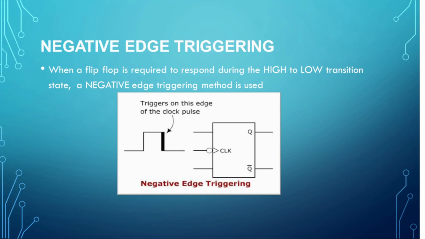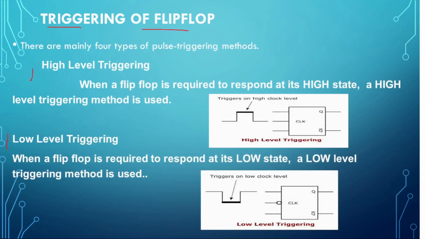So these 4 will be the triggering in flip flop, and it will be asked either in Part B as an 8-mark question or as a 2-mark question. In the 2-mark question they will ask what are the types of triggering, or they will ask you to explain any one of the triggering. They may ask what is meant by high level triggering in flip flop, or what is meant by positive edge or negative edge triggering in flip flop.